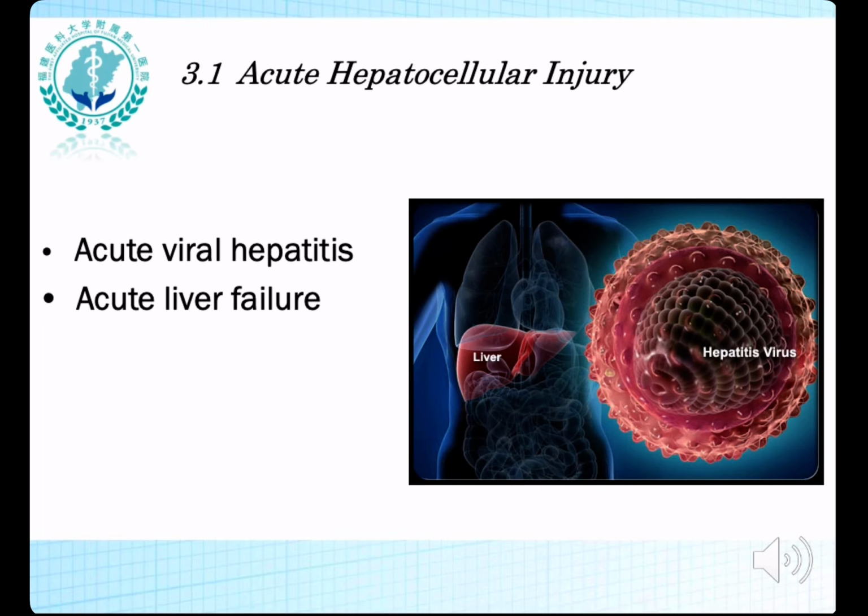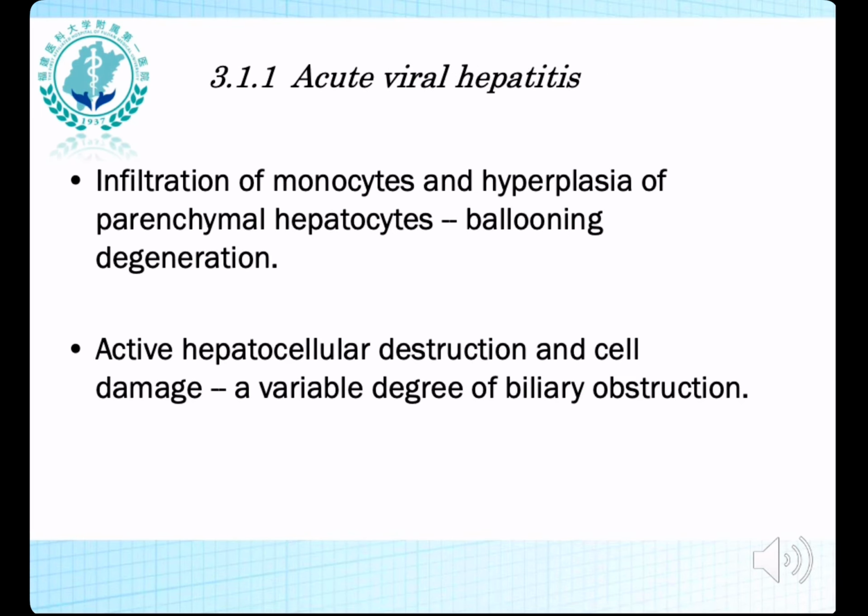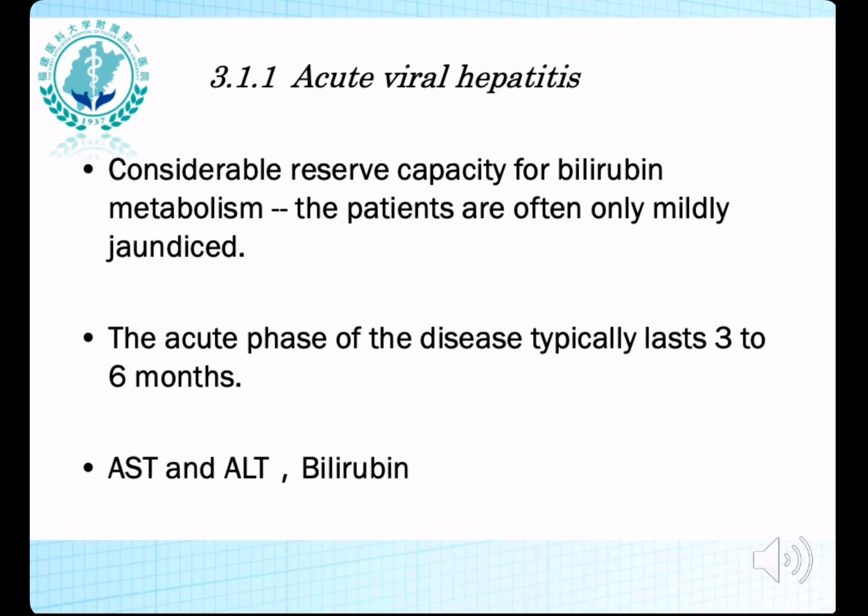Acute hepatocellular injury often includes acute viral hepatitis and acute liver failure. The pathological feature of acute viral hepatitis is infiltration of monocytes and hyperplasia of parenchymal hepatocytes. It is called ballooning degeneration, and it presents active hepatocellular destruction and cell damage, with a variable degree of biliary obstruction. The capacity for bilirubin metabolism is considerably reserved in acute viral hepatitis, so the patients are often only mildly jaundiced. The acute phase of disease typically lasts 3 to 6 months. AST, ALT, bilirubin are commonly used for acute viral hepatitis.